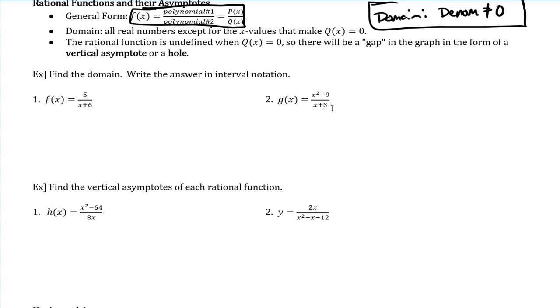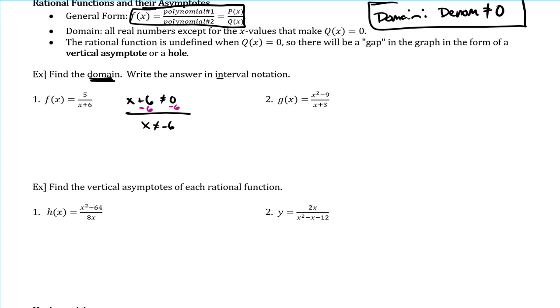So let's first just find the domain of these two problems. So domains are special problems. We see that it's rational, so that means all we have to do is make sure the denominator is not 0. So x plus 6 cannot be 0. And then we solve this the same way as if it was a regular equation. So we would just subtract the 6 over, and we would get x cannot be negative 6.